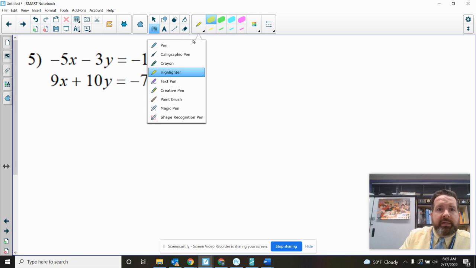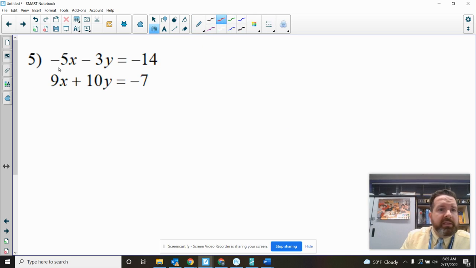Okay, let's keep checking here. Is there an easy way to multiply negative 5 into negative 9? No. Is there an easy way to multiply a negative 3 into a 10? No. Okay, so this time we're going to have to multiply both equations. That's okay. Let's eliminate the x's. That's probably easier just to stick to what's in front.